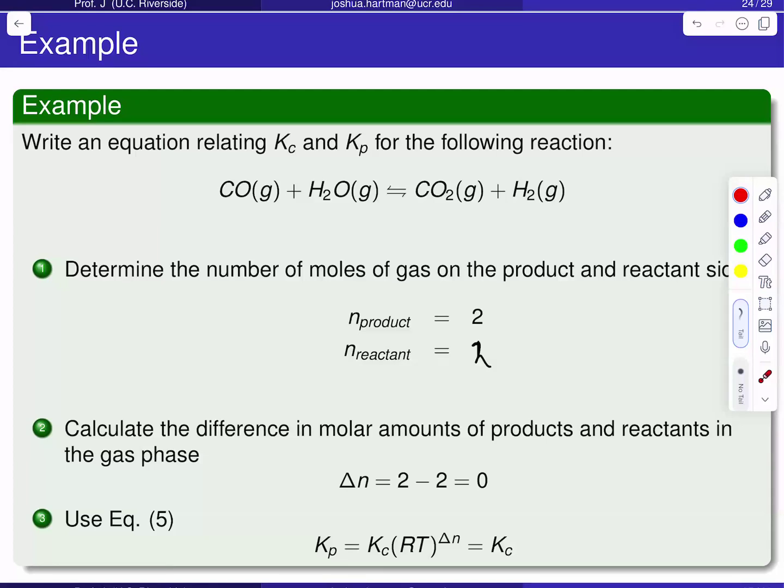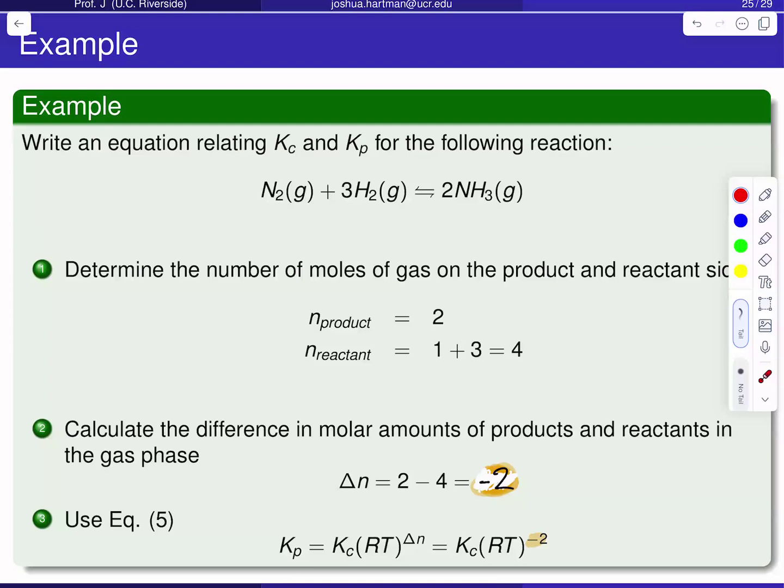And of course, both are unitless. All right, and then one final example here. In this case, you're actually having a situation where you have more gas molecules on the left-hand side. We want to find the Kc to Kp expression for this reaction.